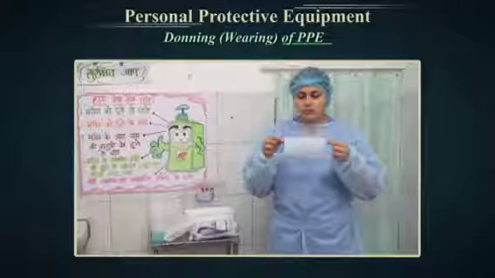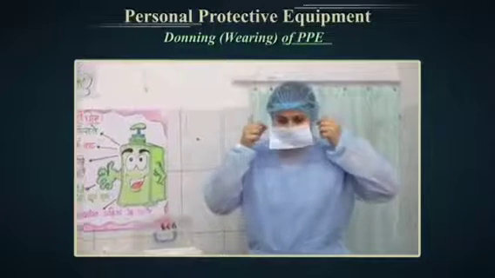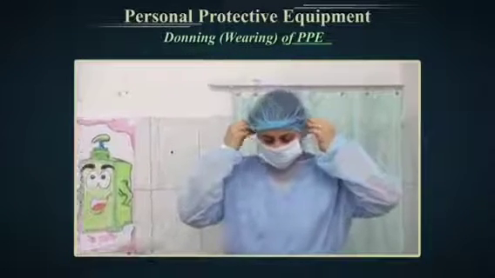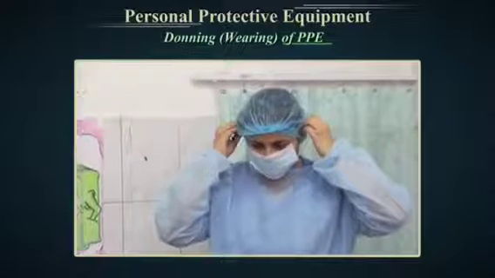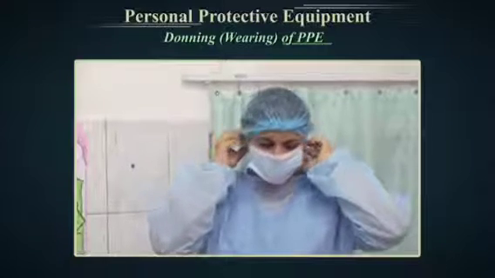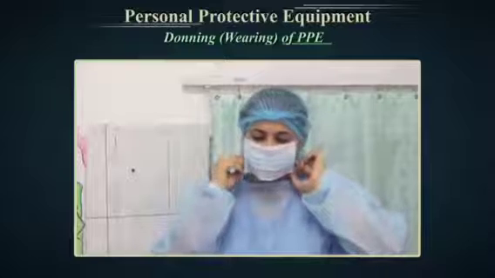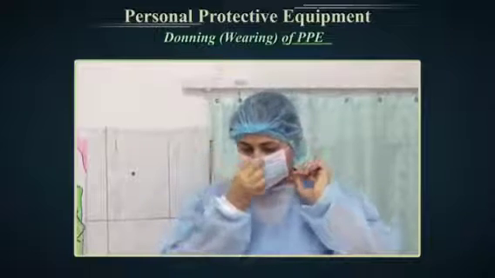The third step is providing respiratory protection. A simple way is to use a procedure mask. They are used for droplet precautions. Droplet precautions are used in the care of influenza patients.